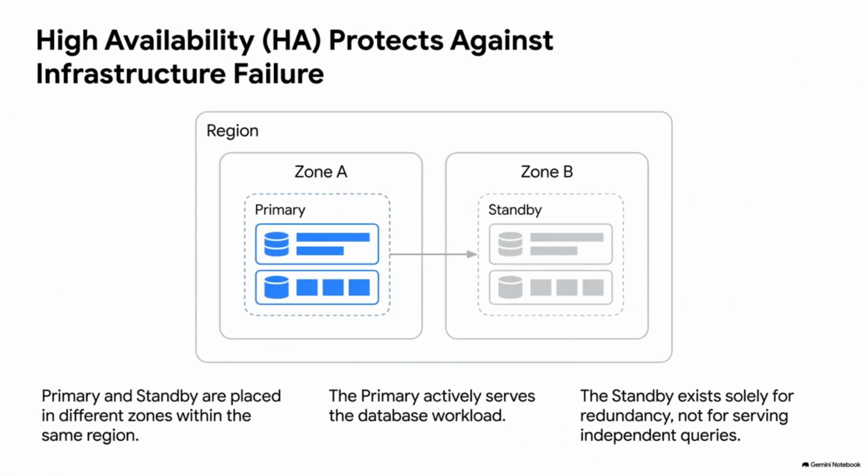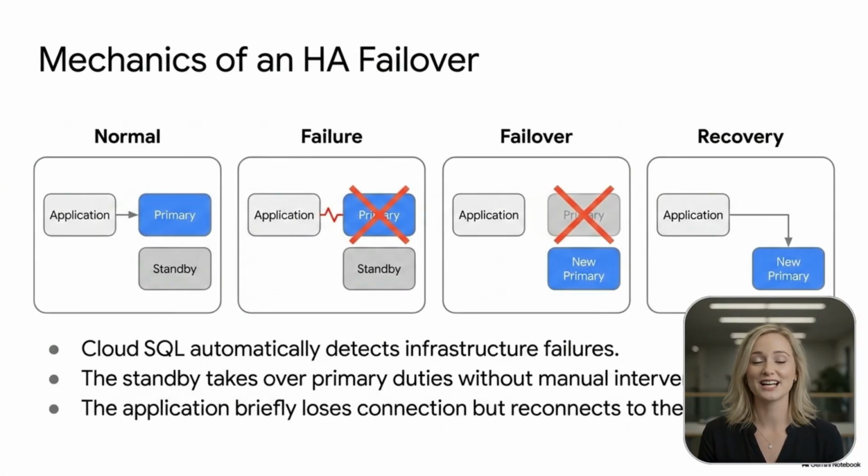To protect against failure, you can enable high availability, or HA. This places a standby instance in a different zone from your primary. The standby exists solely for redundancy and is not used for serving queries while the primary is active. If an infrastructure failure occurs, Cloud SQL automatically detects it and triggers a failover. The standby takes over as the new primary without requiring manual intervention. Your application will briefly lose its connection, but it will automatically reconnect to the new primary.